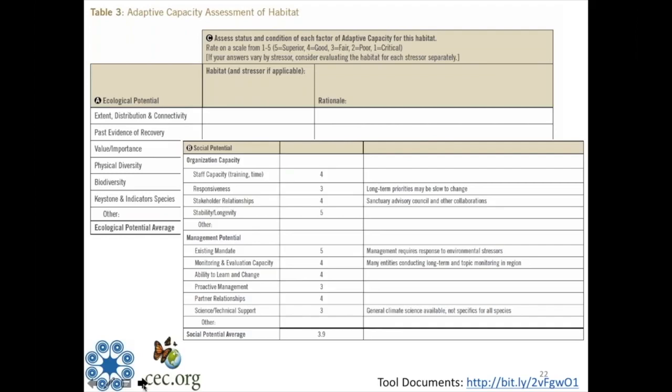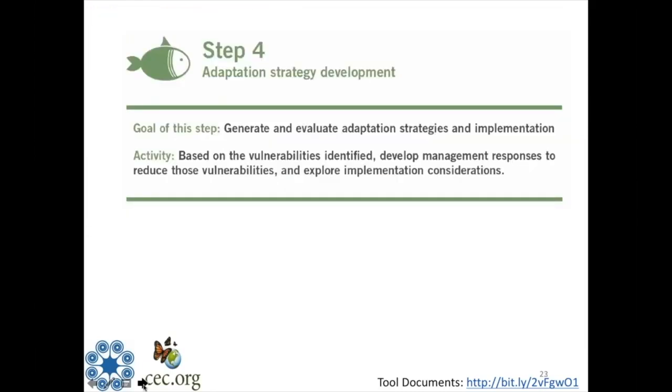We have kind of a semi-quantitative scoring through this, which is directed through the methodology, and lets you combine all these factors into a final average at the bottom, which then feeds back into one of the columns of table 1. Okay, so after you've completed step 3, which takes you all the way through to a relative vulnerability score, you begin step 4, which is developing adaptation strategies.